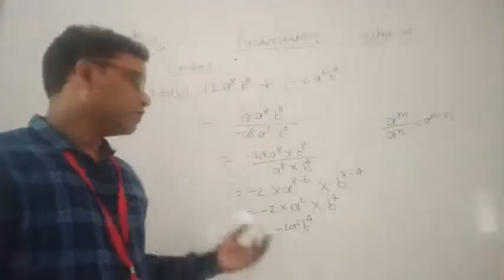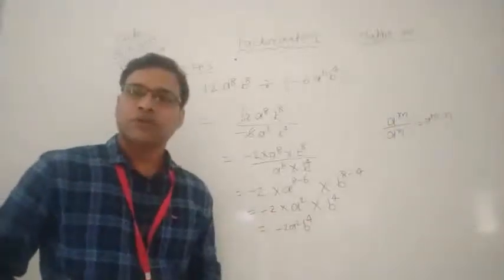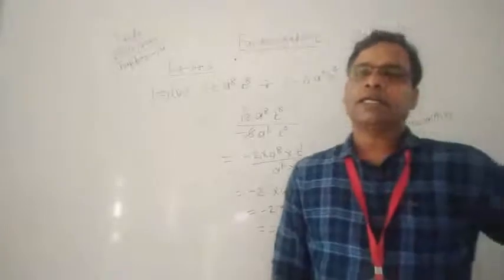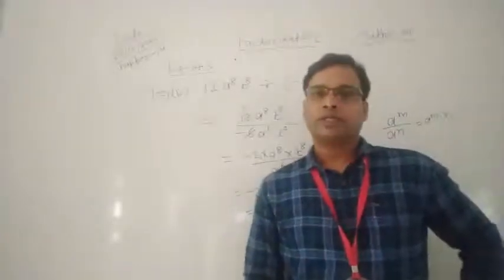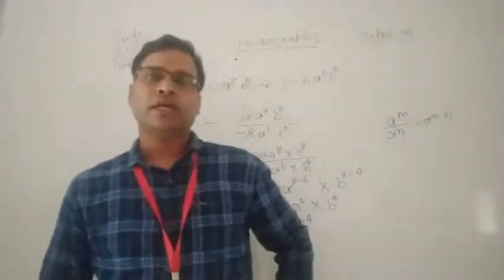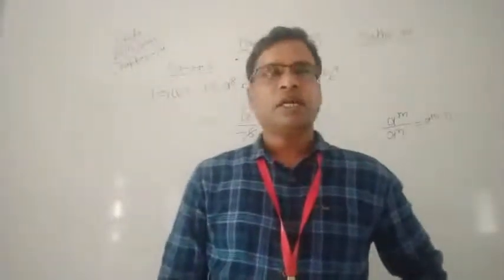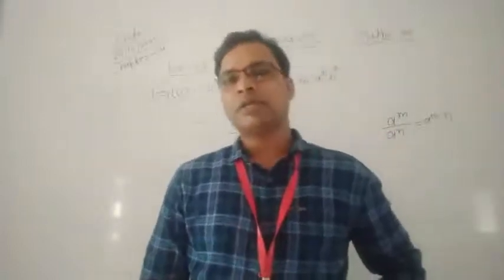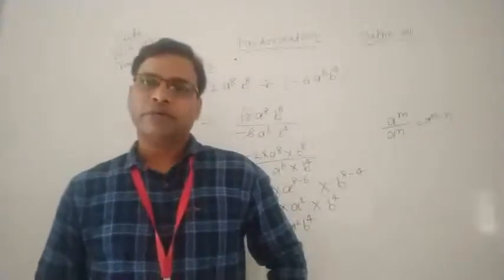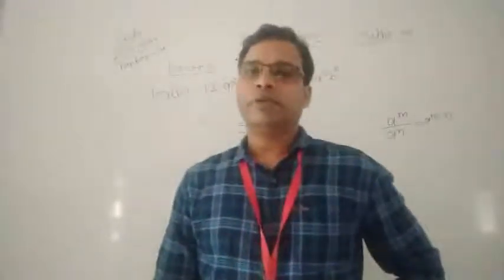I hope all of you understood these questions. Now we are going to discuss the next question, question number 2. Question number 2 says divide the given polynomials by the given monomials. I hope all of you understood what polynomials and monomials are. An algebraic expression which has one term is called a monomial, two terms a binomial, three terms a trinomial, and more than three terms a polynomial.